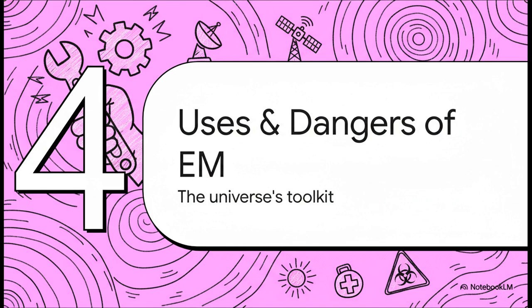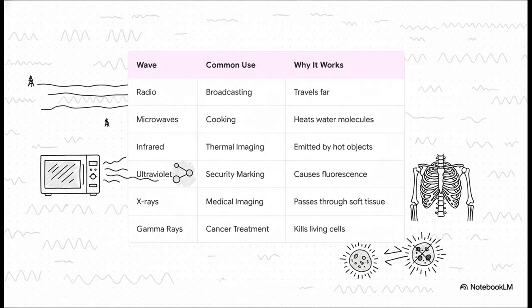This is like looking at the universe's own toolkit. You can see right here how each wave is perfect for a different job. Radio waves, their super long wavelength lets them travel huge distances, which is why we use them for TV and radio. Microwaves are just the right frequency to vibrate water molecules and heat them up. Yep, that's how your dinner gets cooked.